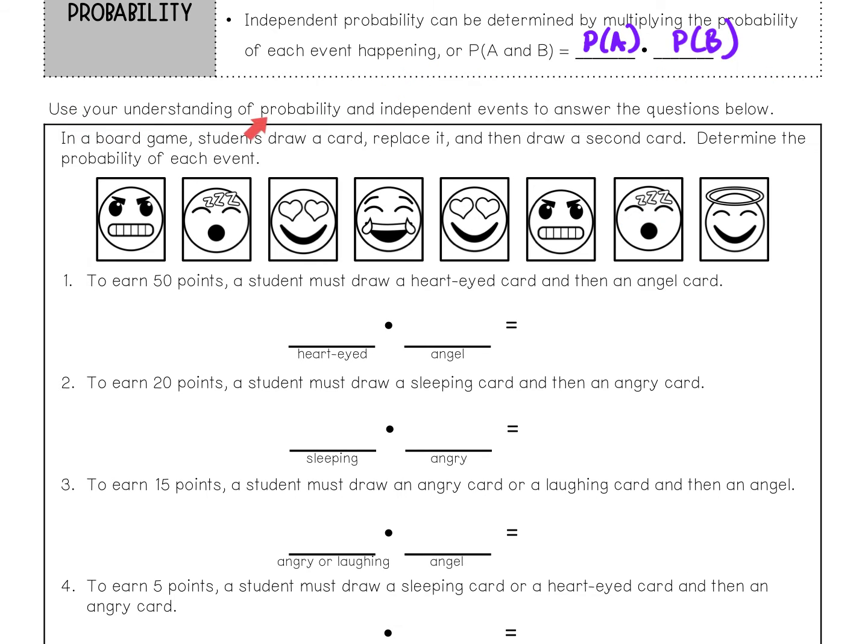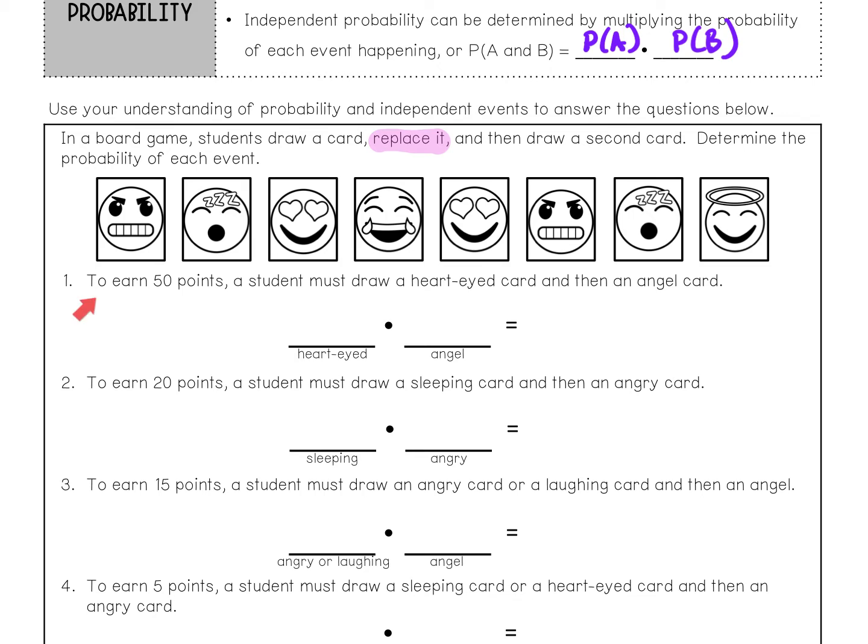So it says, use your understanding of probability and independent events to answer the following questions. In a board game, students draw a card, replace it, and then draw a second card. Determine the probability of each event. Now, something very important was just said here. When they said replace it, that often is going to indicate to you that this is independent events. If we don't replace it, then one draw could affect the other draw.